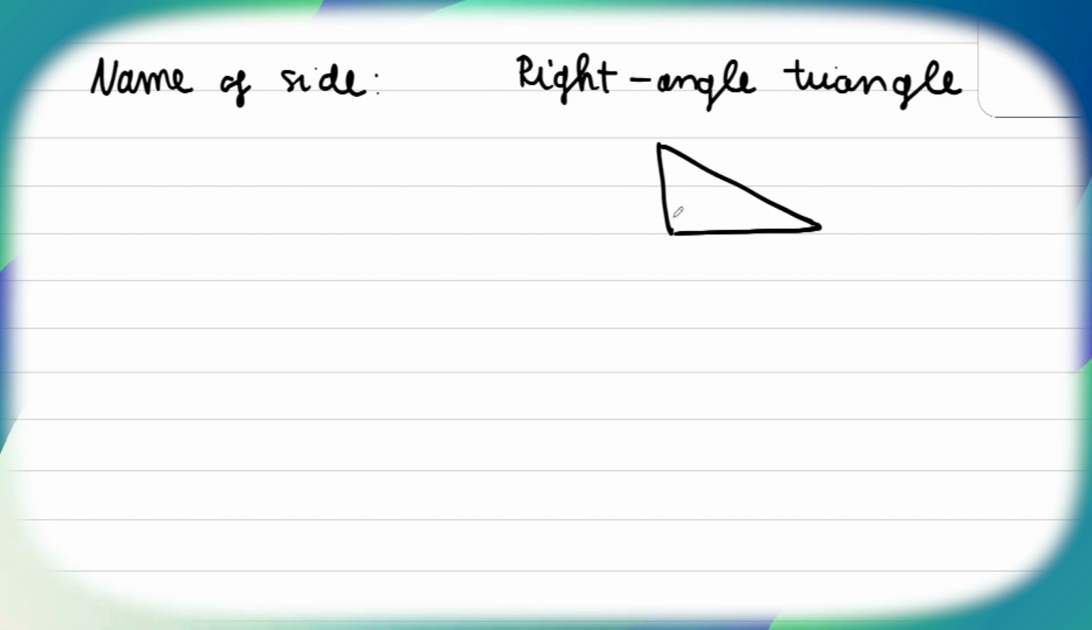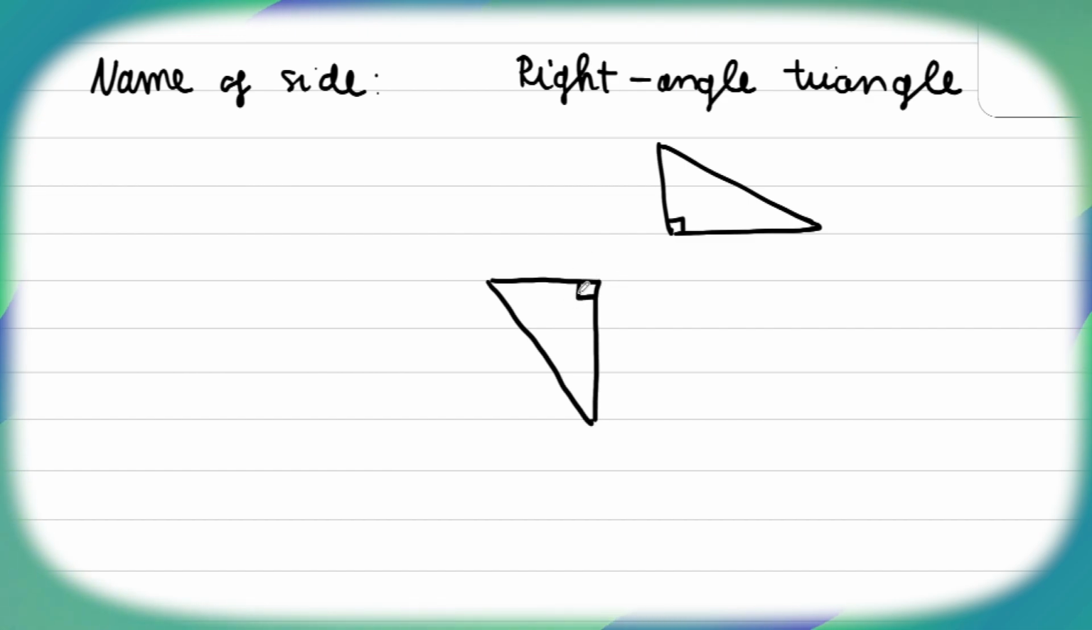In this video, I want to introduce the names of the sides in the right angle triangle. A right angle triangle has one 90 degree angle, like this one, or another form of the triangle is like this one, and here is the symbol for the 90 degree angle. And the names of the sides, what does that mean?